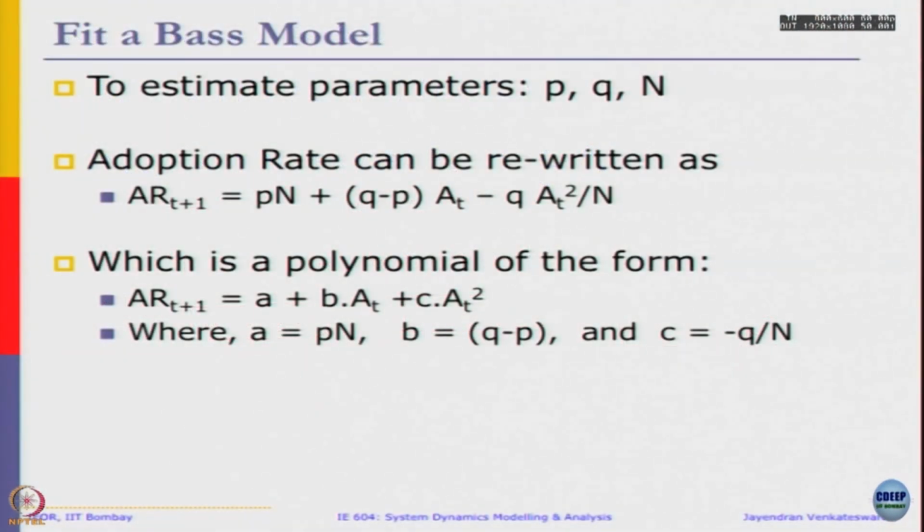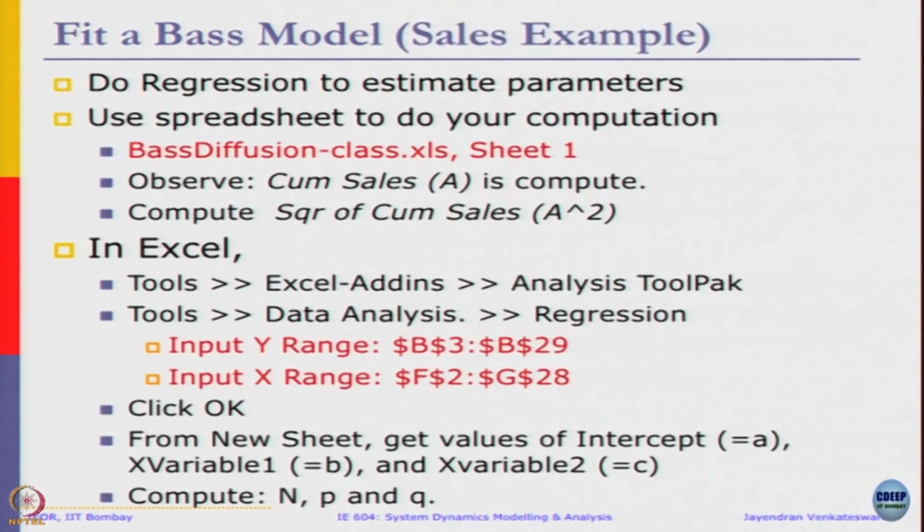So now to fit a Bass model, we need to estimate these parameters P, Q and N. We rewrote the equations for adoption rate, and we got a polynomial of this particular form. So we need to fit a polynomial of the same form, and we are going to use regression to estimate these parameters. In fact, you are going to do it. So use the spreadsheet and do your computation. The Bass diffusion class spreadsheet is presented there. Cumulative sales is already computed in the sheet, it is available in Moodle, please download it.